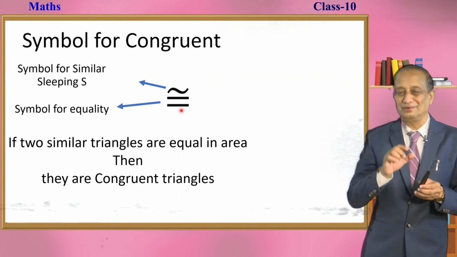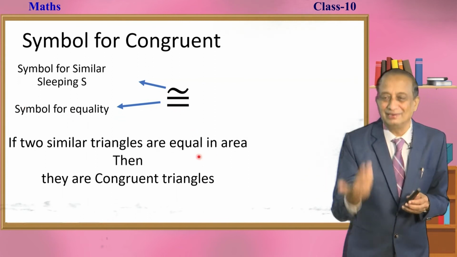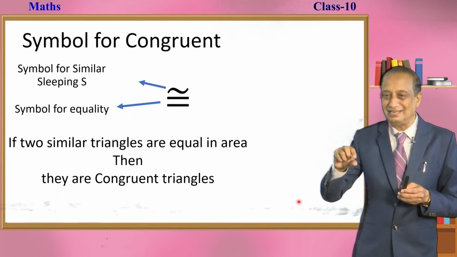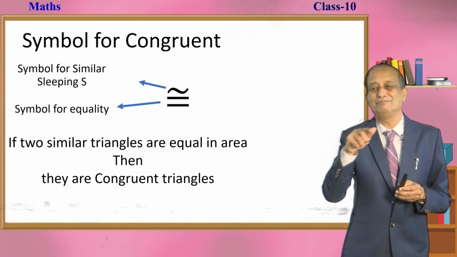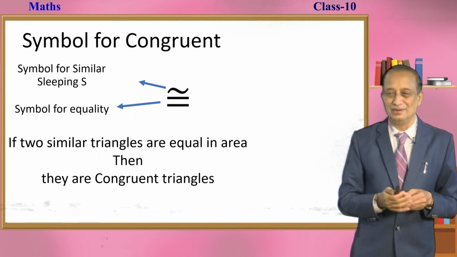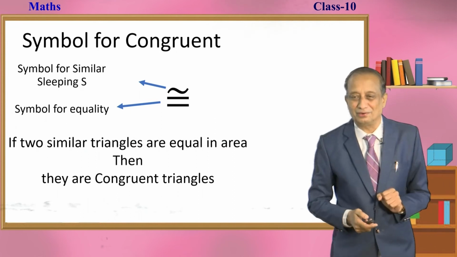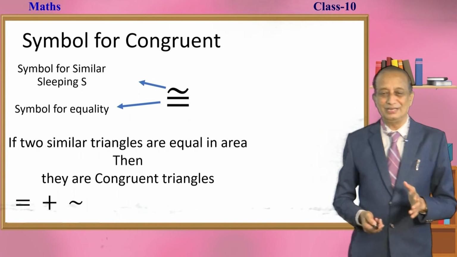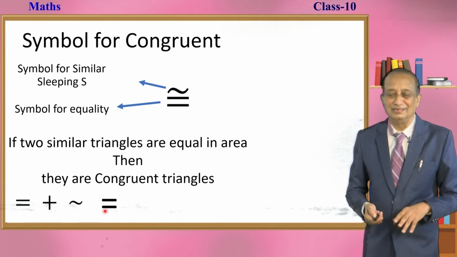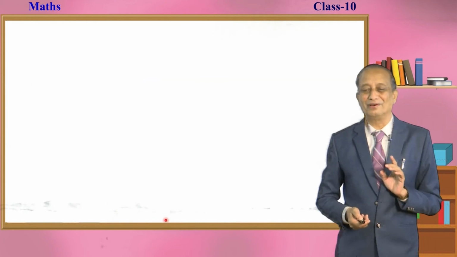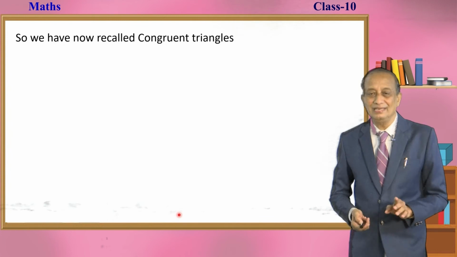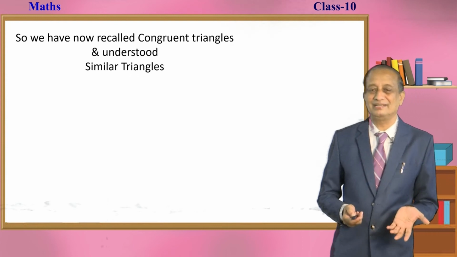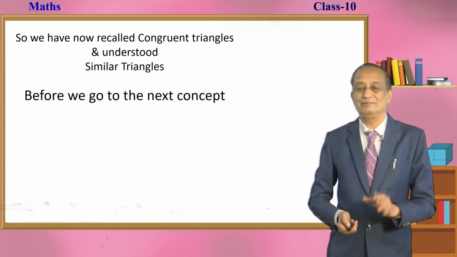Hence this symbol. Equality means if two triangles are equal in area, then they will have the same shape as well as the same area. Therefore, we write the equal sign, and on the top of that we write the symbol for similarity, that is the sleeping S also, and this is how I think the symbol for congruency must have been obtained or understood. So beautiful. So, equals plus similarity is nothing but the symbol for congruency. Okay, we have now recalled congruent triangles which are studied in 8th standard, and try to understand similar triangles.